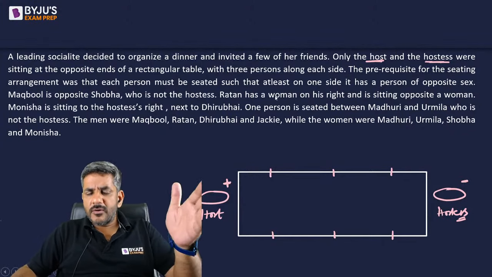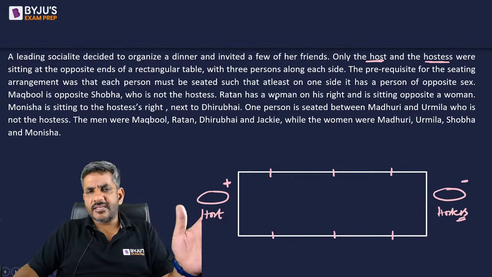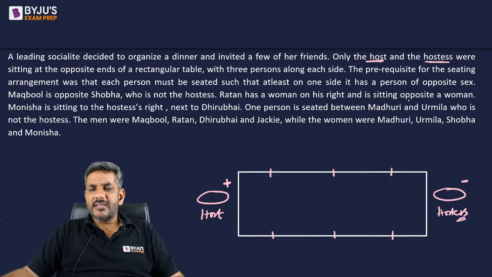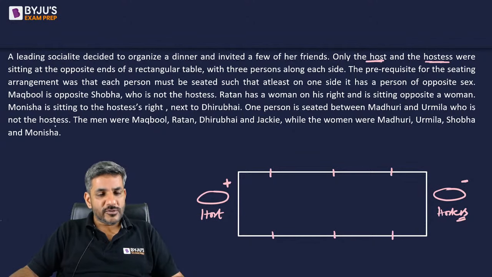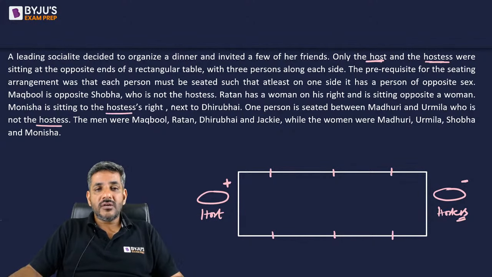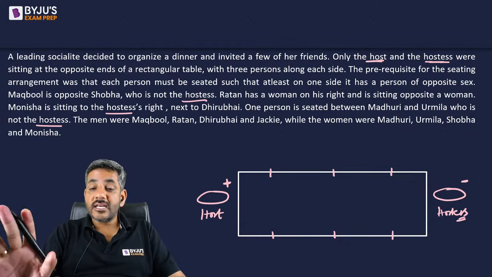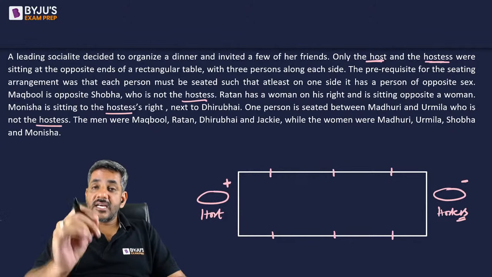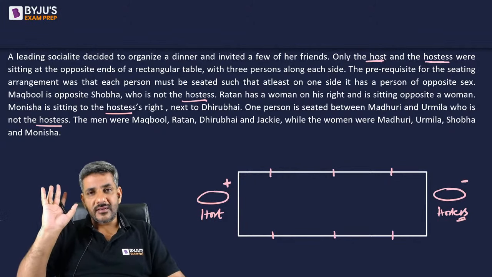Just look at all the information once. Spend a minute and see who is being talked about more. Makbul is opposite Shobha, who is not the hostess. Ratan has a woman on his right and is sitting opposite a woman. Monisha is sitting to the hostess's right, next to Dhirubai. One person is seated between Madhuri and Urmila, who is not the hostess. The men were these, while the women were these. The hostess has been talked about thrice. The host has not been talked about once. Right? So first go to the one about whom more information has been given.